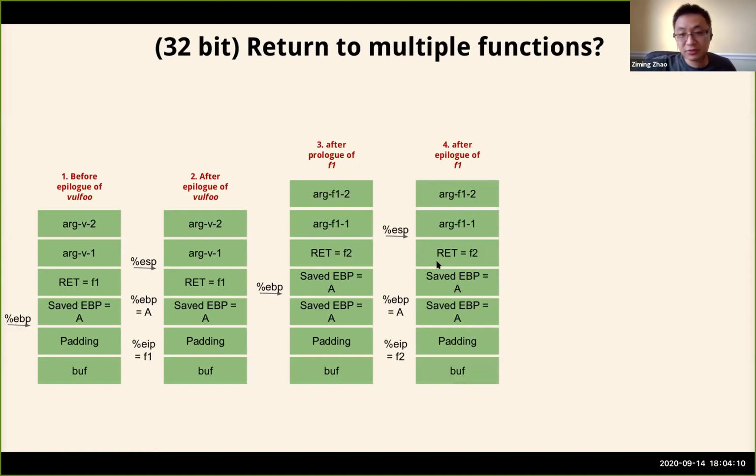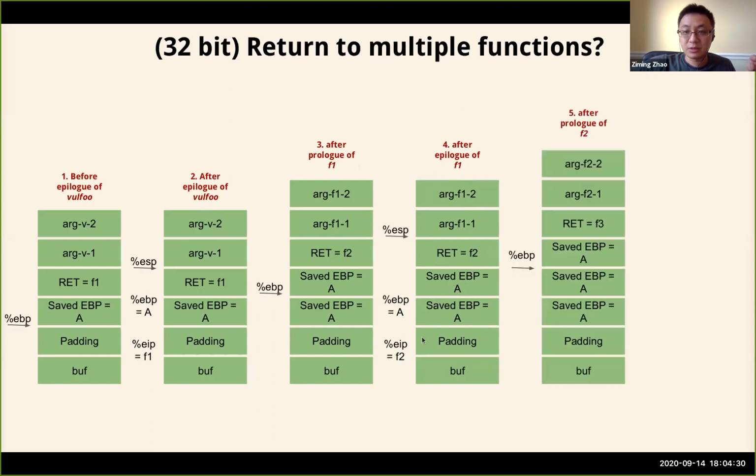So what we have here is, after the epilogue of f1, the ESP will be even 4 bytes higher than after the epilogue of the vulnerable function. And the EBP will still be A, but it will override the bytes on the stack. And the EIP will point to f2. Then after the prologue of f2, we will have 3 A's on the stack. It's overwritten by the push EBP instruction 3 times. And we can keep doing this. We can have other return addresses here.